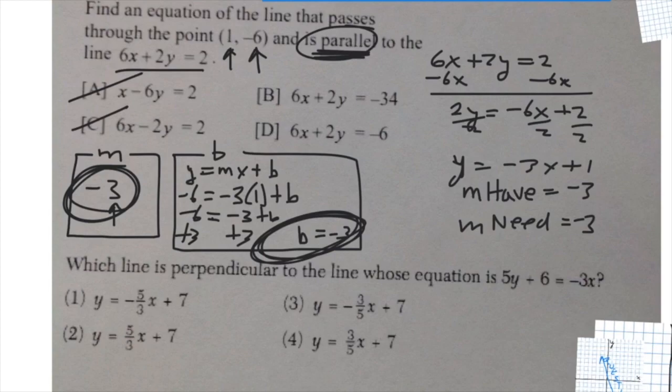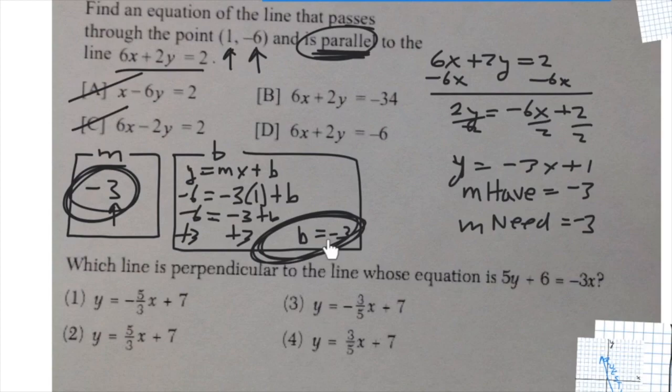Both of them should give me a slope that's -3, and I can check that out mentally. Subtracting 6x from both sides gives me -6 over here. -6 divided by 2 gives me a -3. So it would be the same for choice D. The slope would come out to be -3.